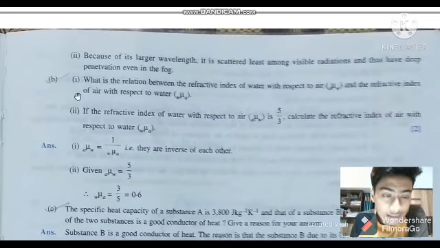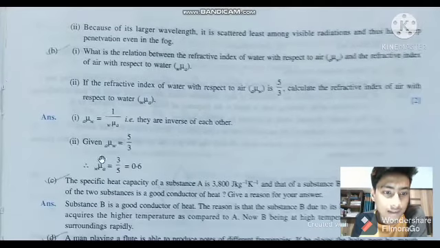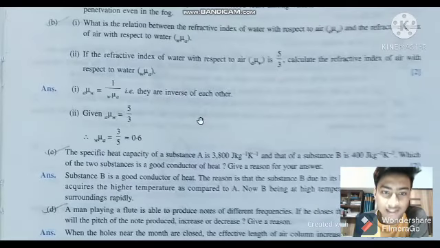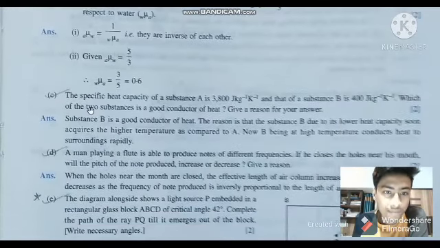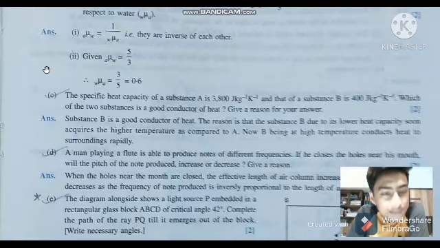So that is the answer for your first question. Assimilating from there, we can tell that the second answer is going to be 3/5, the reciprocal of the first one, which is nothing but 0.6. That's your answer.